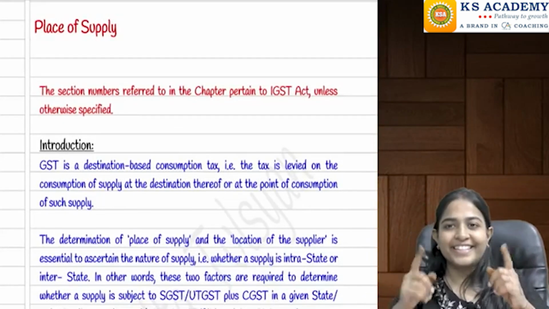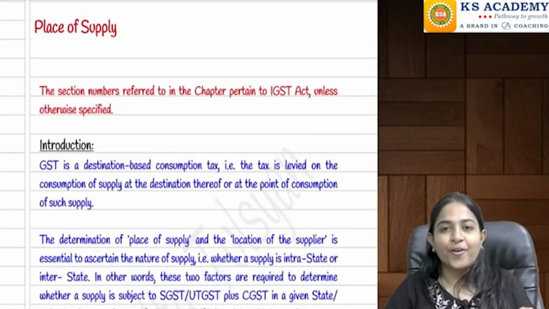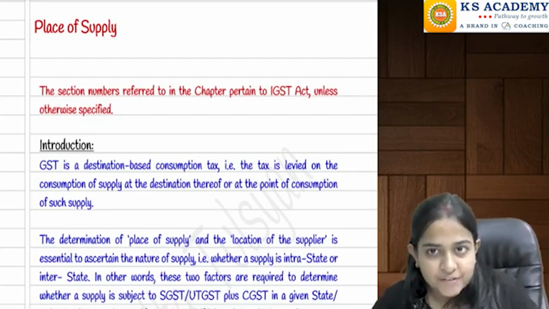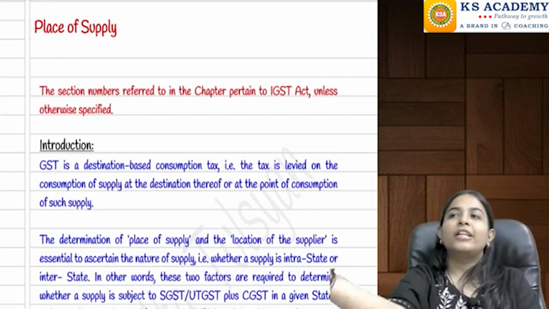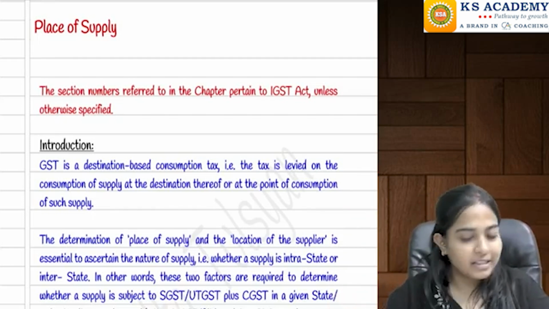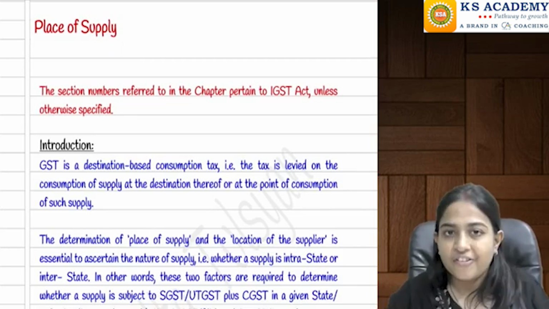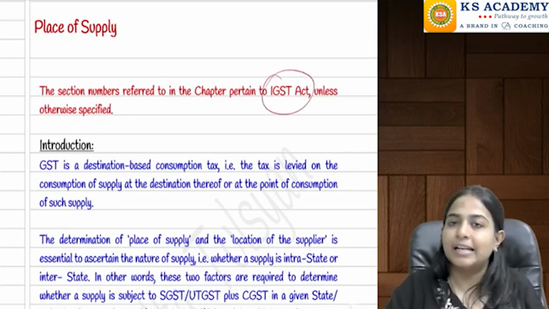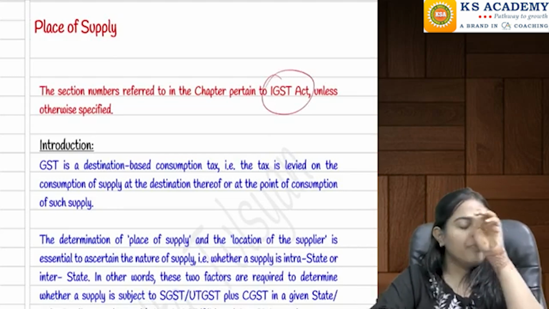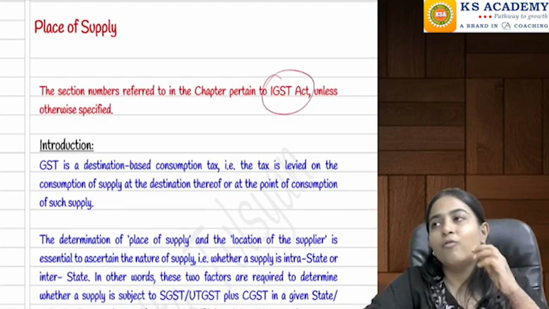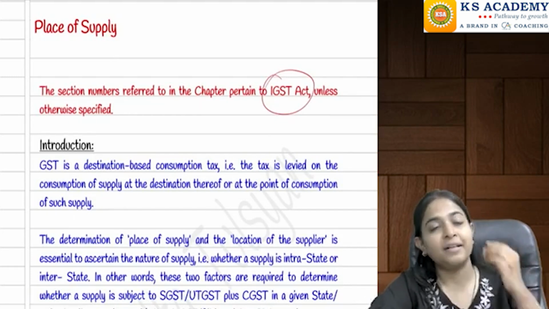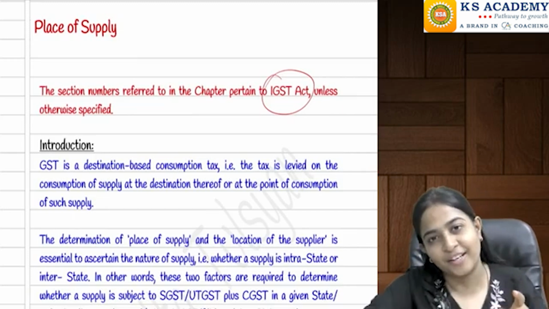Okay, so let's start with the super quick revision of a new chapter, that is place of supply. As you already know, under place of supply, whatever section numbers are referred, the reference is given to the IGST Act unless specifically given. Now, before we go ahead, what was the main purpose of this place of supply chapter? Again, I'm telling you, this is a super quick revision.